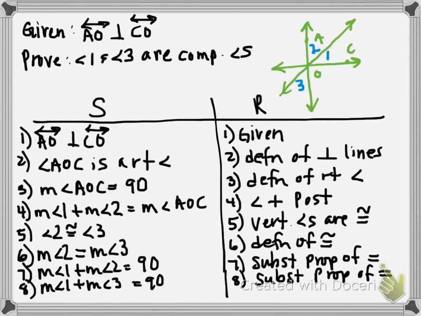Now, some people may actually call, let's see which one, they may call number 7 transitive property of equality because you're replacing a side with a value. So you could do that. And then I'm going to squeeze them in at the bottom. I can say that angle 1 and angle 3 are complementary angles, which is where I'm supposed to end, and that comes from the definition of complementary angles.